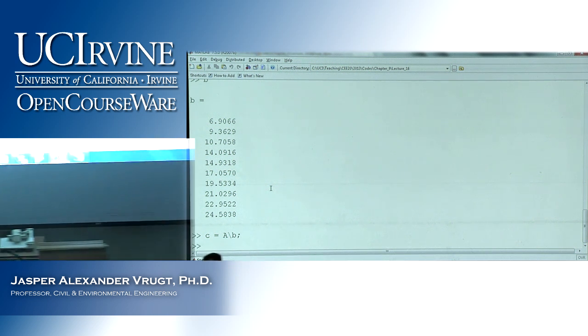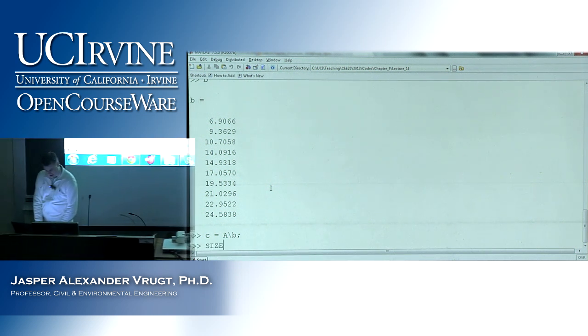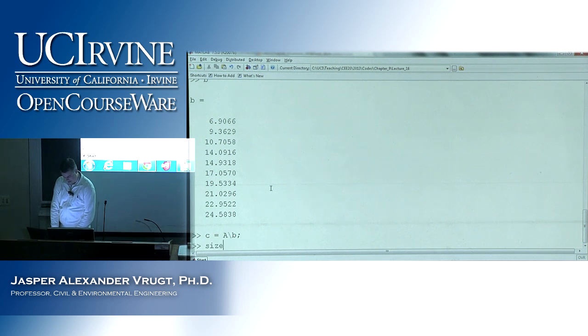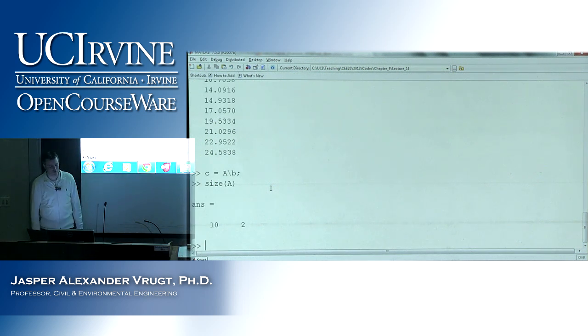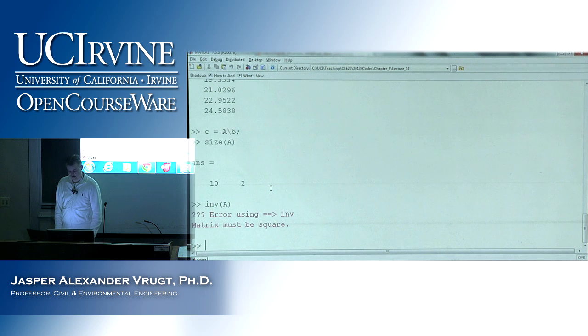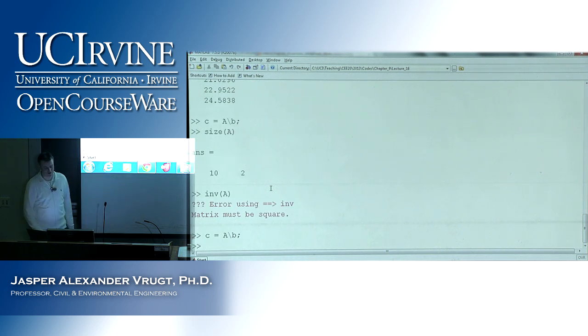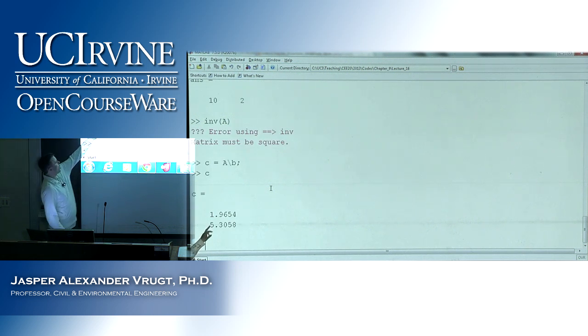Why do we need to do it this way? Because remember, the size of A is 10 by 2, and this is not a square matrix, so I cannot use the inverse. It gives an error: inverse, matrix must be square. So we always use this equation, it always works. So now I have the slope and the intercept.